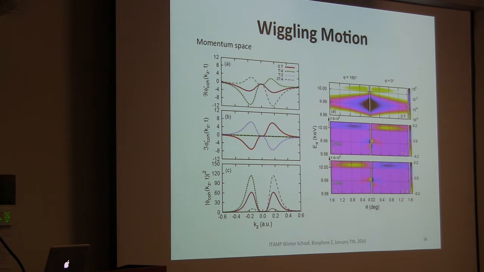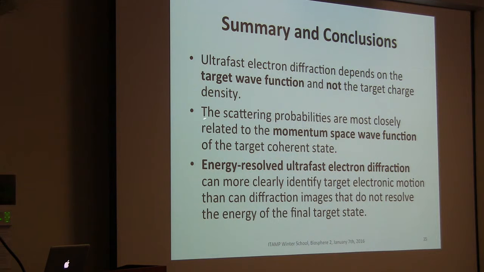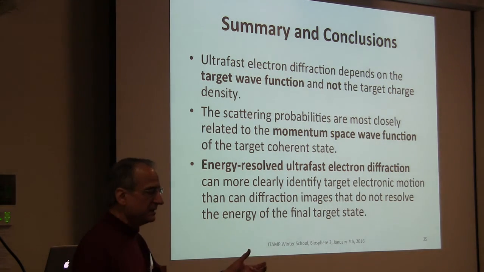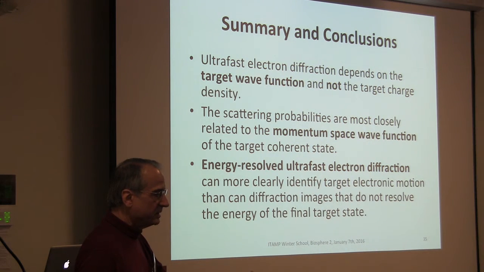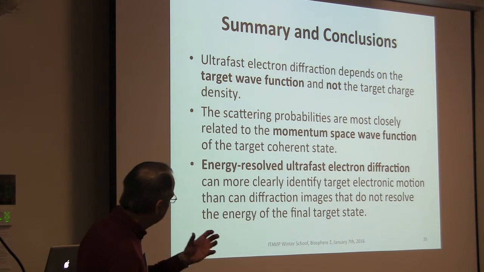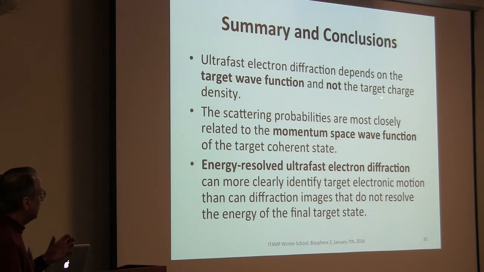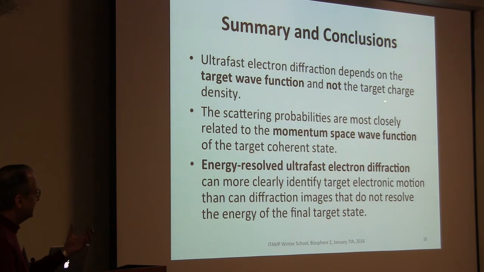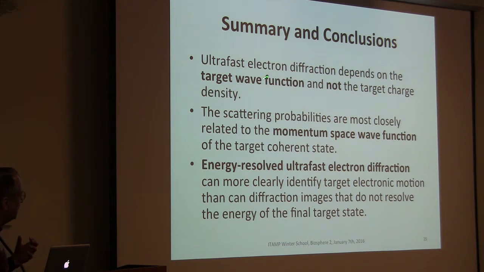And let me finish. So I hope I've shown you that ultrafast electron diffraction depends on the target wave function, not the target charge density. The target charge density can't show you the asymmetries, and the time dependence is not consistent with the observed scattering differential probability. It's the target momentum wave function that gives you the most insight into what you're observing.